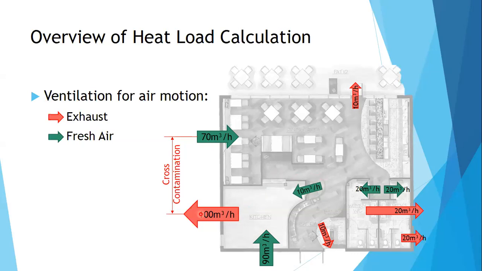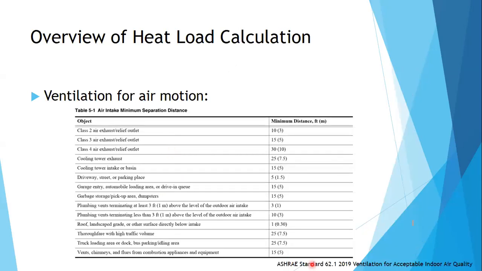Sometimes the exhaust air and the fresh air are installed too near and would cause cross-contamination. Cross-contamination is when exhaust air or air from a lower class goes to a space of a higher class. Example, class 2 air goes to a class 1 space. That's cross-contamination. So how do you avoid cross-contamination? You can avoid it by referring to the ASHRAE standard. Again, ASHRAE standard 62.1 2019, table 5.1. There you go. Minimum distances in feet.